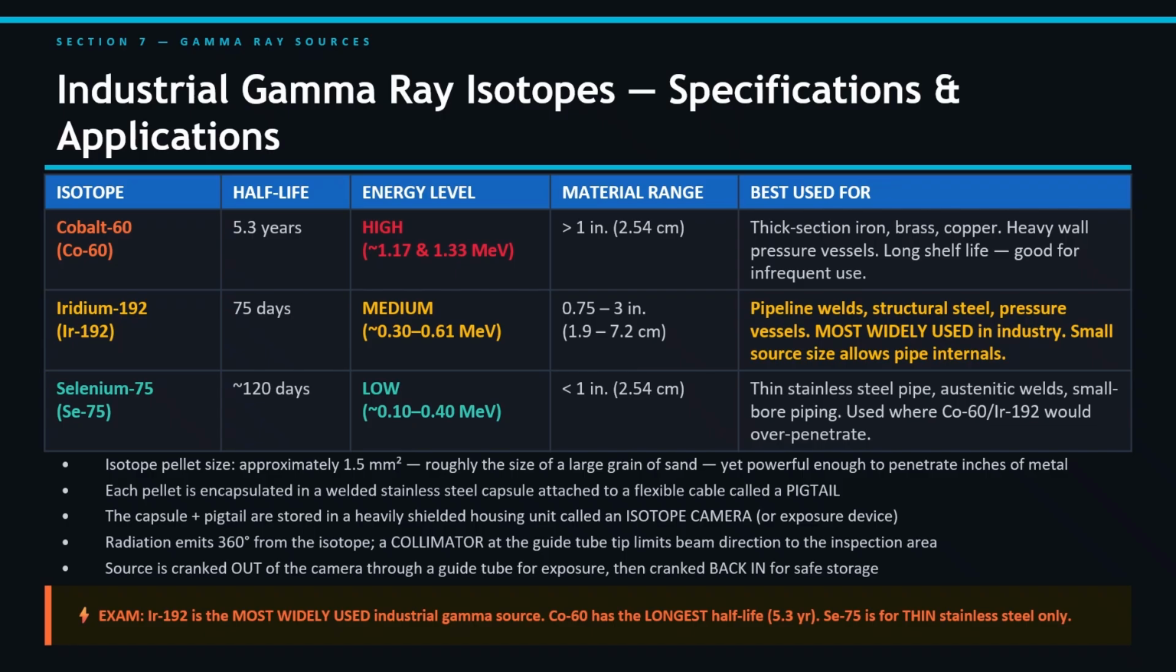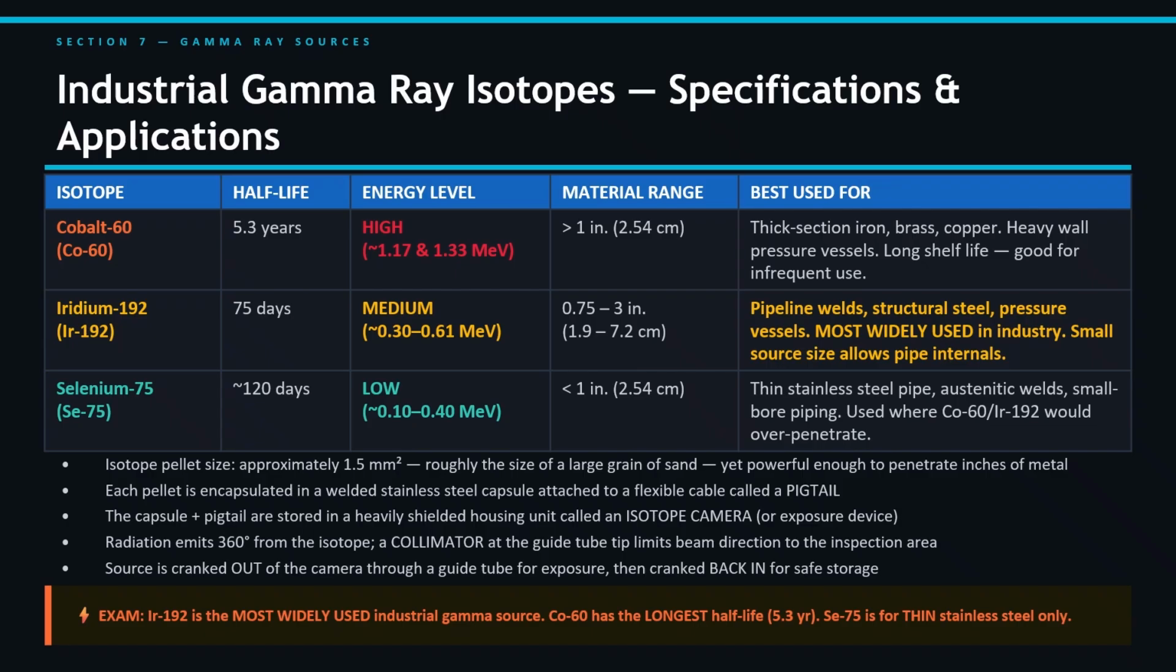Cobalt-60 has the longest half-life of these three, approximately 5.3 years, and provides relatively high-energy gamma radiation suitable for thicker sections. Iridium-192 has a much shorter half-life, approximately 75 days, and is widely used for industrial weld radiography. Selenium-75 has an intermediate half-life and lower photon energies, making it useful where lower energy radiation is appropriate, particularly for thinner sections.